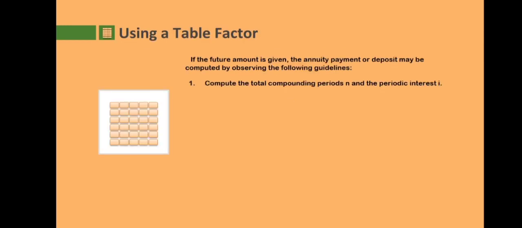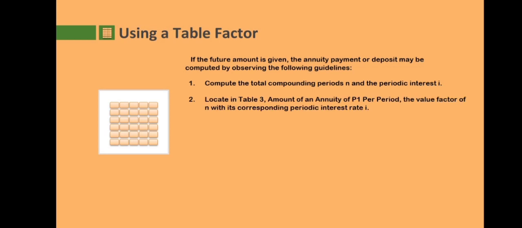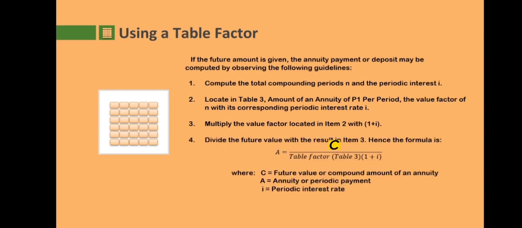Earlier, the given was the present value, and now it is the future value. If the future amount is given, the annuity payment or deposit may be computed by observing the following guidelines. 1. Compute the total compounding periods N and the periodic interest I. 2. Locate in table 3, amount of an annuity of 1 peso per period, the value factor of N with its corresponding periodic interest rate I. 3. Multiply the value factor located in item 2 with the quantity 1 plus I, and 4. Divide the future value by the result in item 3.